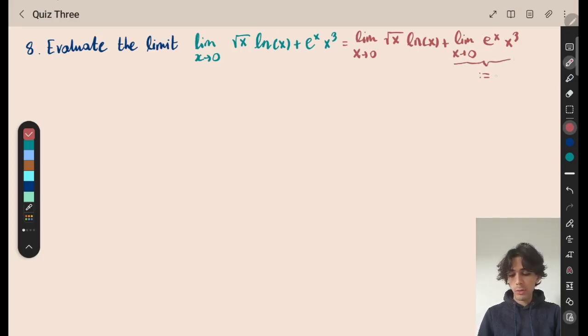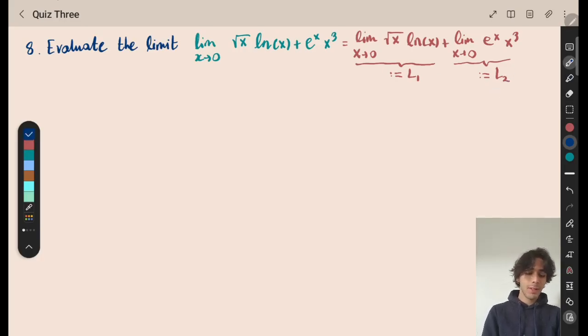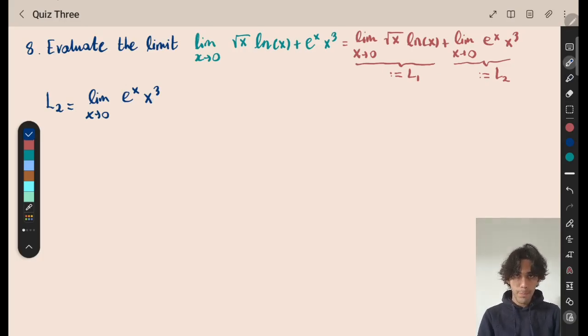So I'll call this L2 and I'll call this L1. And if you've been seeing the previous tutorials, you'll figure out that I usually start with L2. So that is actually what I'm going to do now. So it's the limit as x tends to 0 of this. And now the question is, is there a problem taking this limit?